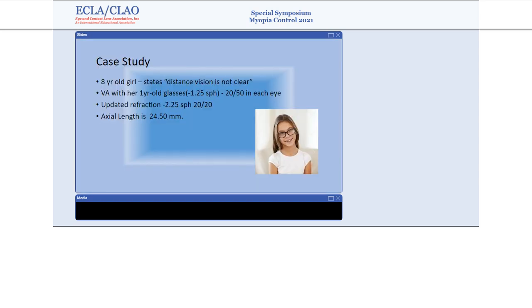Really quickly, I want to go through a really pretty ideal case for this. An 8-year-old girl who presents says their vision isn't clear. They're minus 125 in the glasses that they come in with, and they're seeing 20/50. So we update their refraction, find that they've progressed to a diopter. The axial length on this girl was 24.5 millimeters.